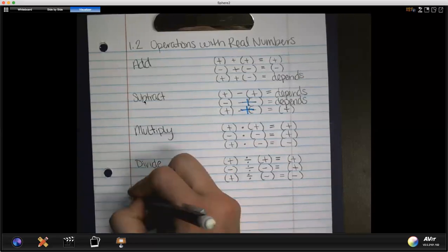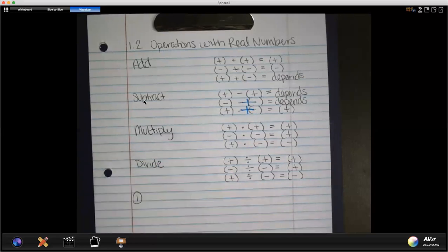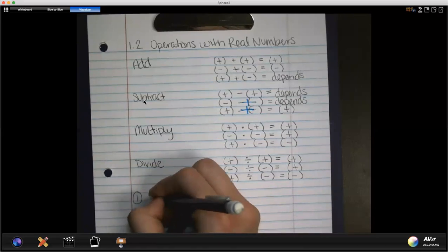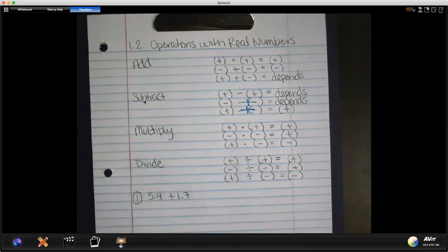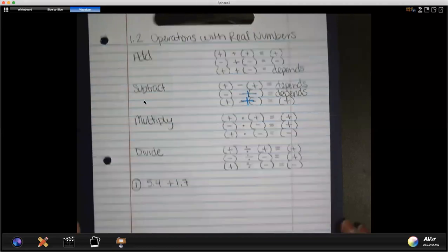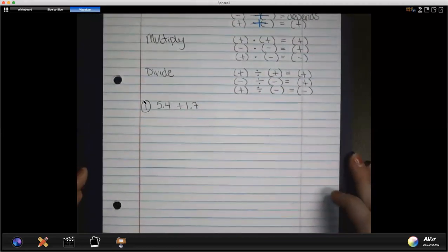So I'm not going to be starting off with like 3 plus 5, okay? I assume you know that. We don't need to practice that. So we're going to practice with decimals. Okay, 5.4 plus 1.7. Now most students typically do not like writing these types of problems horizontally, but it might be provided to you horizontally, okay?